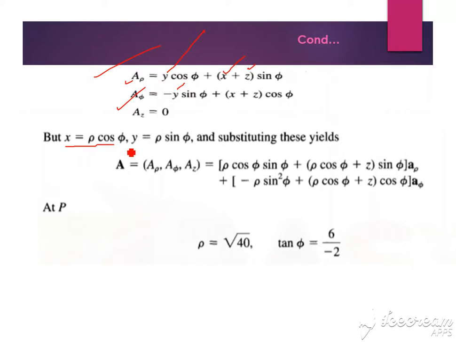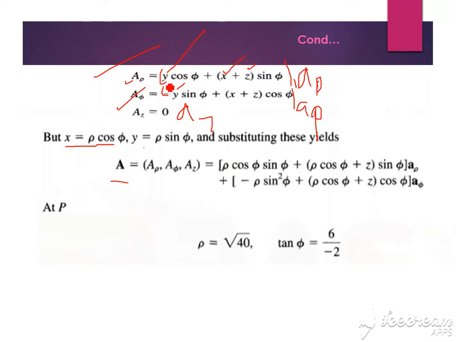Simply substitute these two in the previous three expressions, then we can find the a value. Simply, a is nothing but this total value into a rho, this total value into a phi, and this value into az. So simply write that value here.